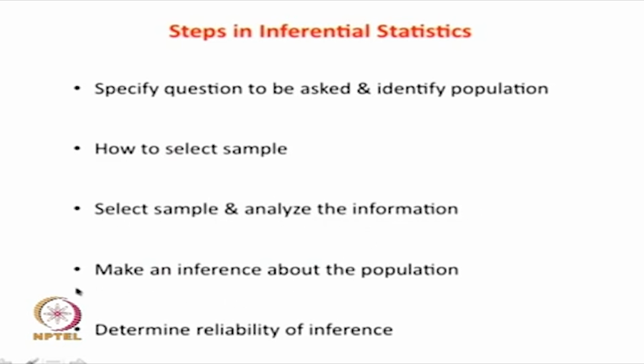Based on that, you want to make an inference that you can apply to the whole population of teenagers, and then finally you want to determine the reliability of the inference. Say you have come up with a pink soap that is more elliptical or oval in nature, which is what people would want. You want to test the reliability of this inference. So, these are the steps in inferential statistics.